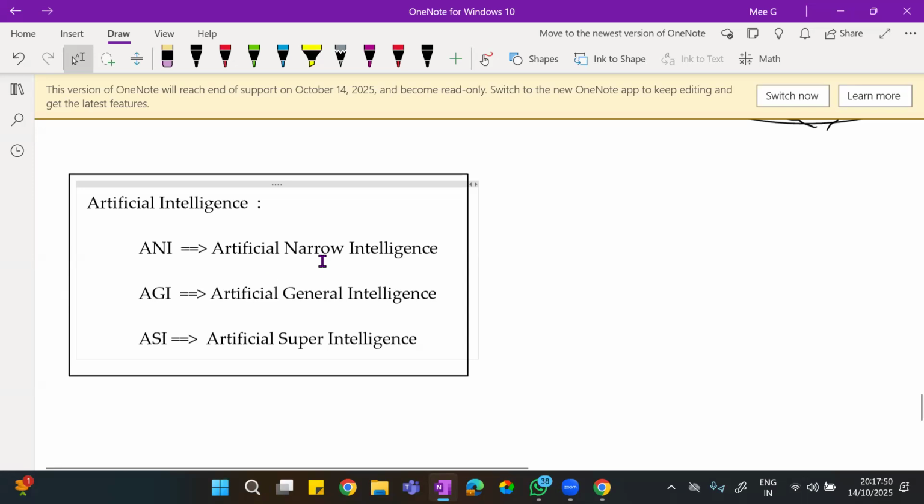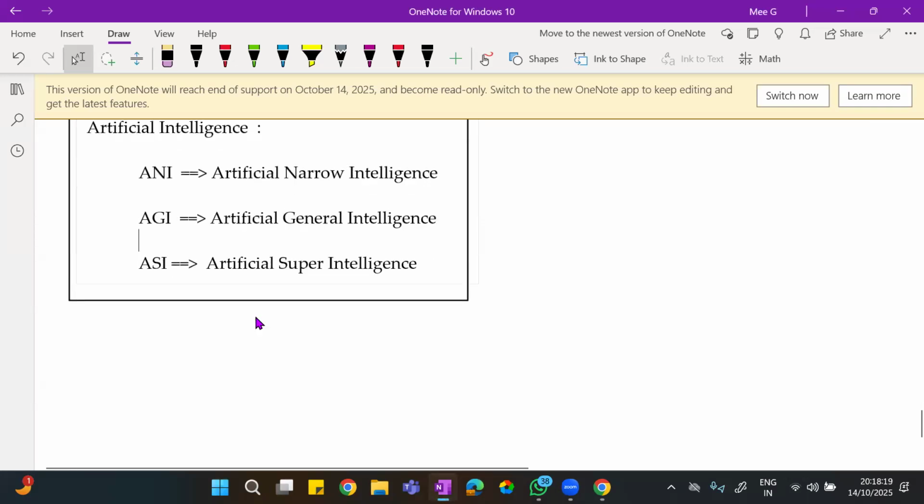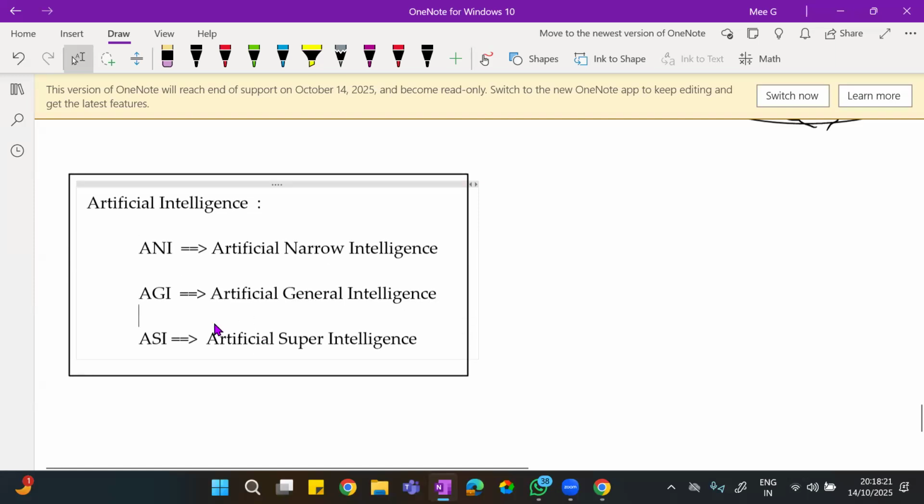Now, please write, what do you mean by intelligence? Artificial superintelligence, I told you, right? That is where you create very advanced systems where human intelligence is not required. That's it.